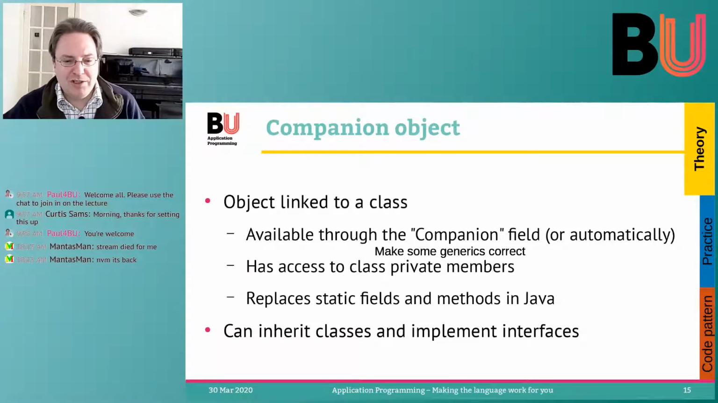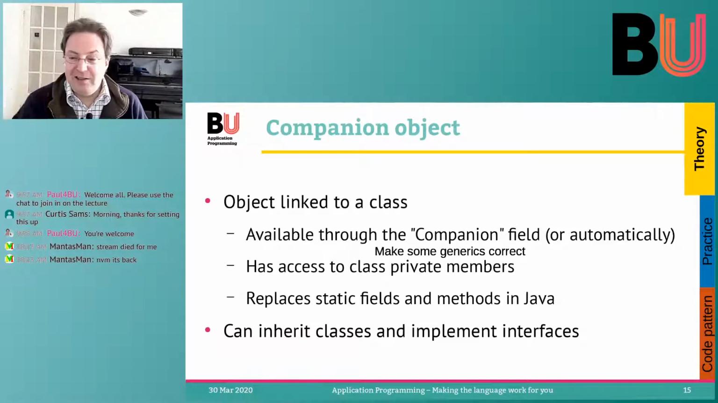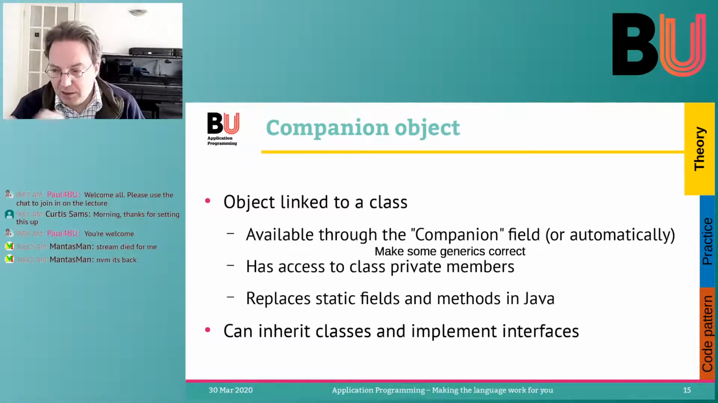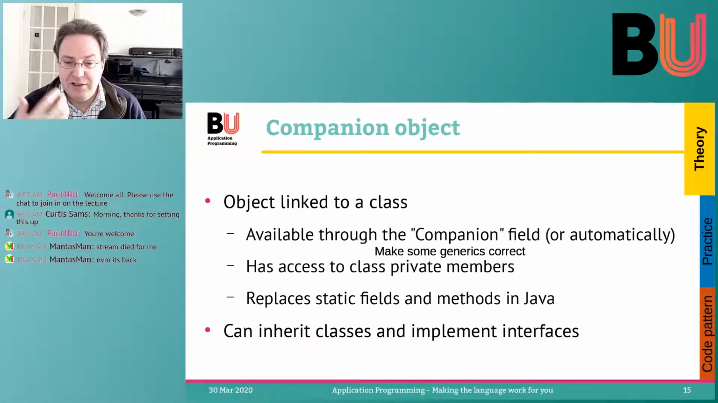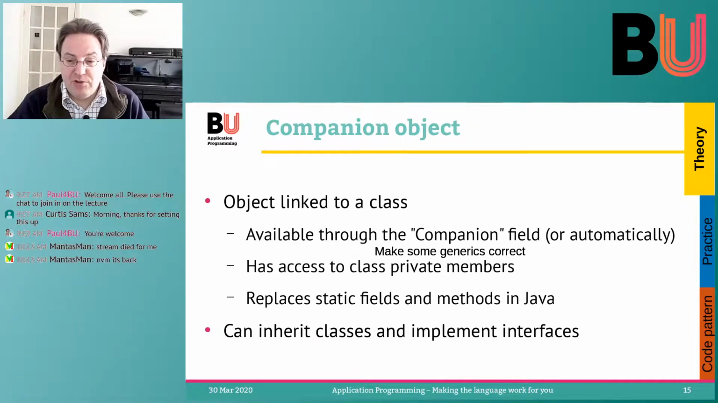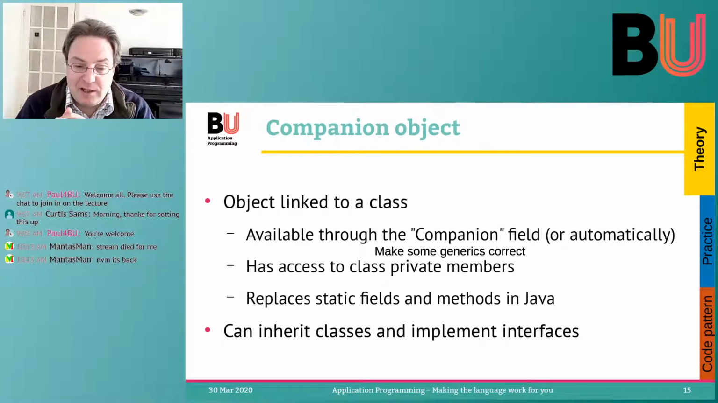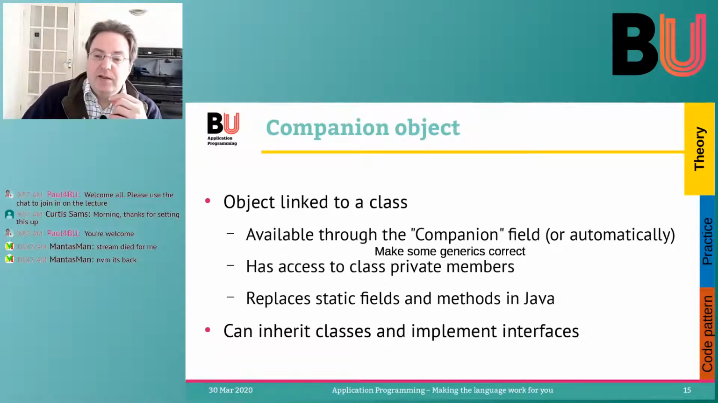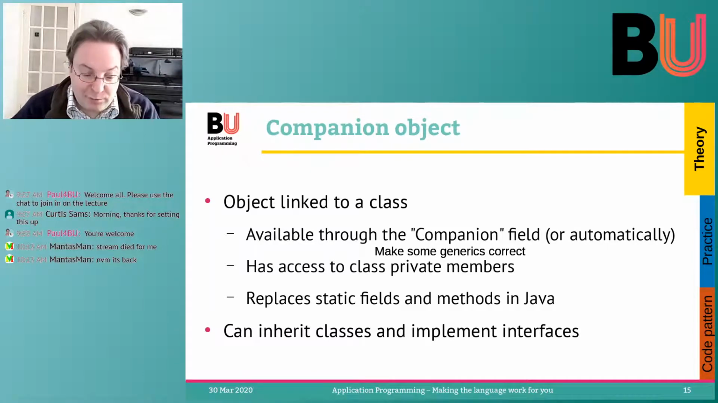And because it is an object that implements a class, you can use inheritance with it. It can implement an interface, like for Parcelable, the Creator interface. And you can inherit classes as well. So there are some really interesting things you can do with these companion objects. And of course, inheriting code is always helpful for that.